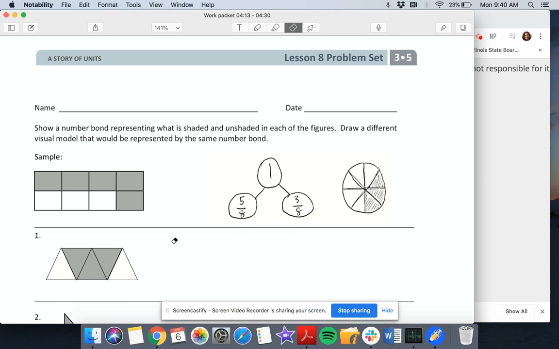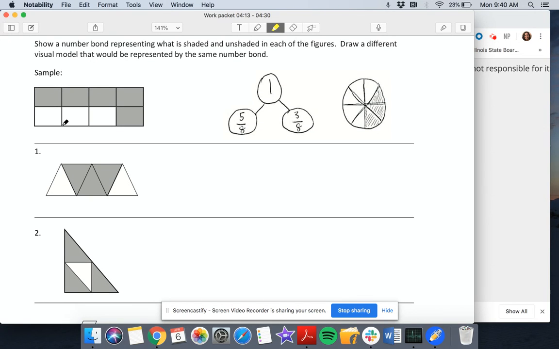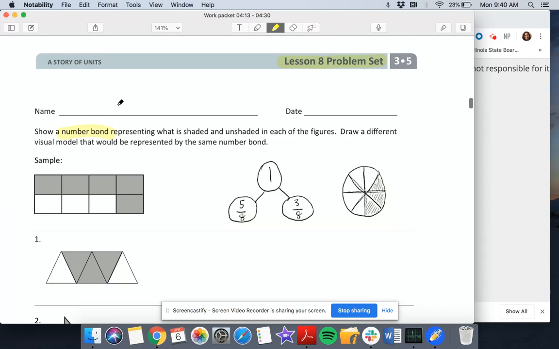Hello, fourth graders. Today we will be working on this lesson 8 problem set. And once again, it focuses on fractions and specifically breaking up fractions, so breaking up parts of a whole. Today's focus will be on number bonds and representing fractions using number bonds. Number bonds are just, as I said, a way to represent a whole and then parts of a whole.